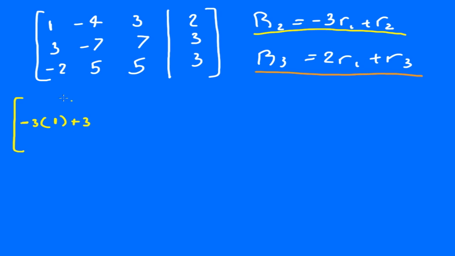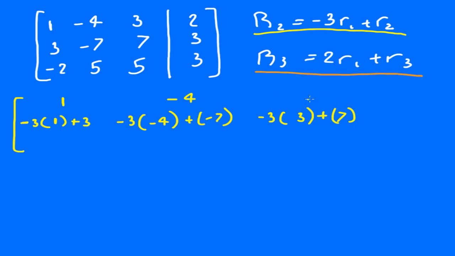So plus 3, our one here. Then the next one is -3 times -4 plus -7, and we got our -4 over here. And then our next one is -3 times 3 plus 7, and we have our 3 here.